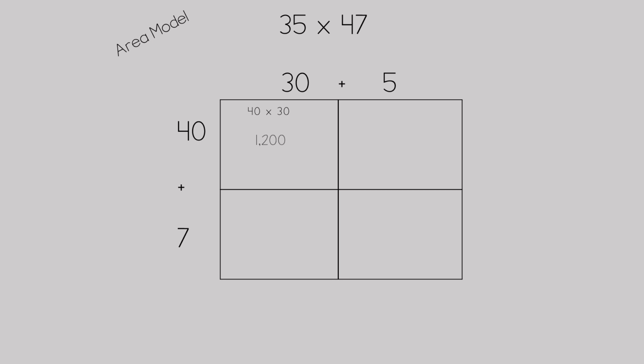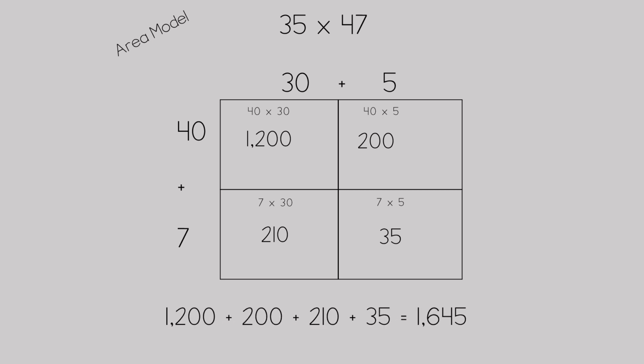40 times 30 equals 1,200. 40 times 5 equals 200. 7 times 30 equals 210. 7 times 5 equals 35. The students then add up all of the partial products, and that equals 1,645.